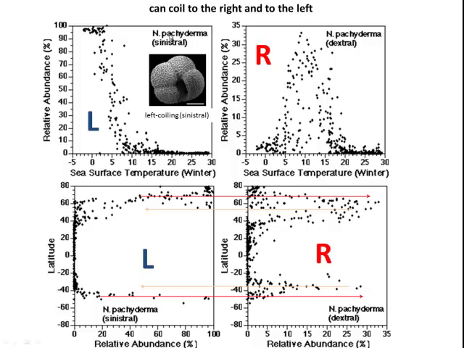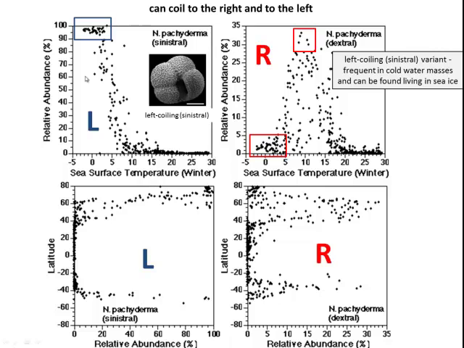One of the interesting features about this particular taxon is that it can actually coil when building its chambered shell either to the left or to the right. And these two images are for left coiling examples, and the two on the right hand side are for right coiling examples. And what you'll see straight away is that there is a significant difference in the distribution of the left and right forms as you vary temperature and as you change latitude.